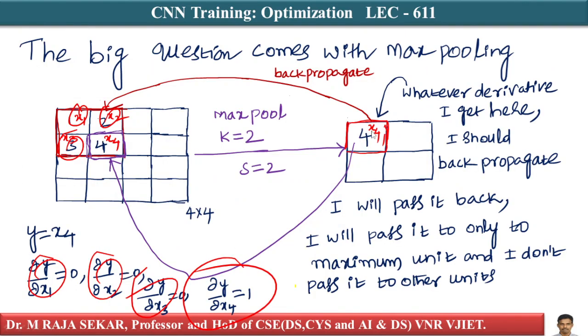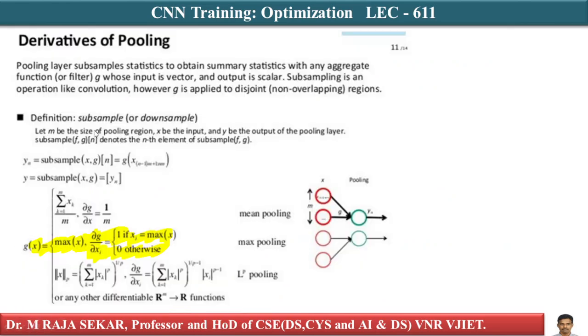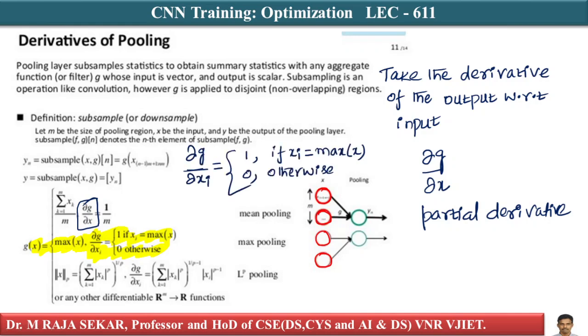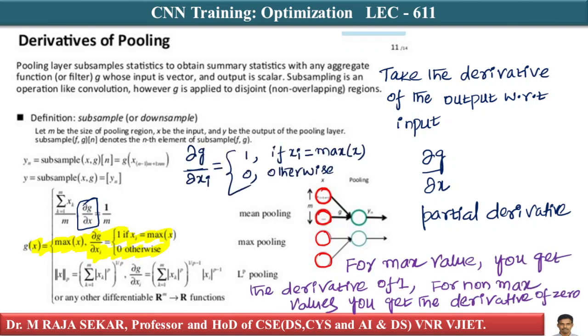Here the derivative of x4 with respect to x4 is 1. I will backpropagate to this cell only. I will not backpropagate to all the other values. Here this value is 1, and all the other values are 0. That's what I am emphasizing here. That's the important point actually. For my max value you give a derivative of 1.